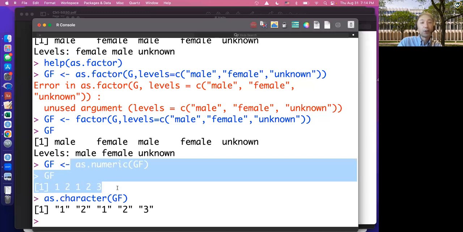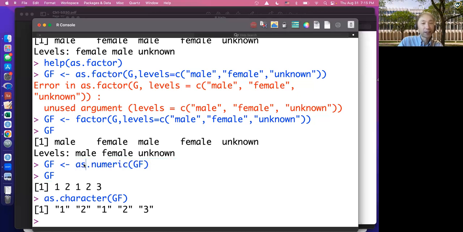For example, you want to put some information on male in the first column of some matrix, or the information for female in the second column of some matrix, and so on. So in such a case, sometimes we want to make it numeric, but once you make it numeric, the character information is lost. Do you have any questions?